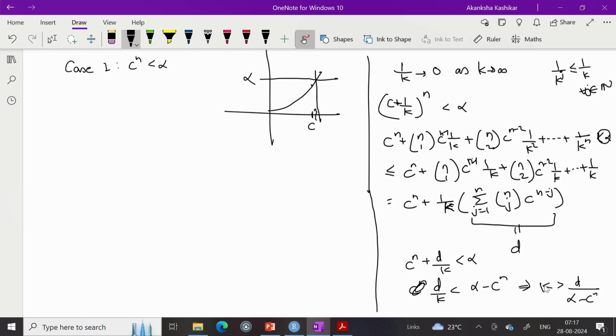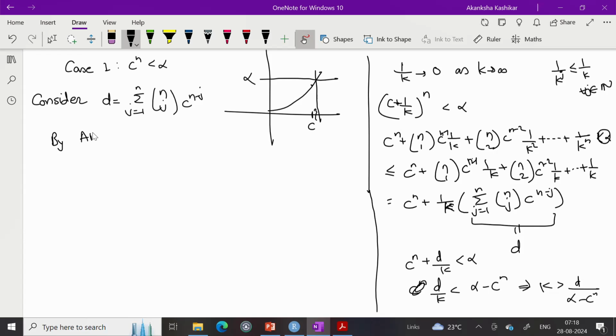AP1 tells me that I can always find a natural number as large as I want. Okay, so this is the strategy, and from here we will work. So the formal proof says consider d equal to summation j going from 1 to n choose j c raised to n minus j. Okay, consider this d.